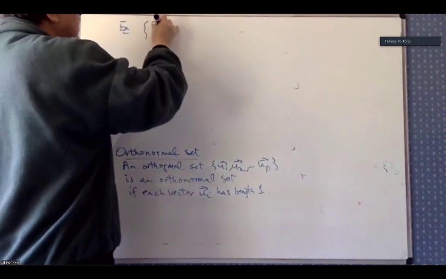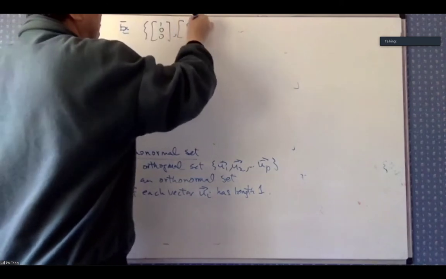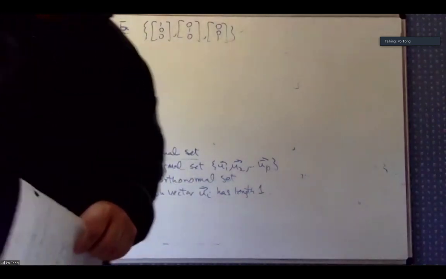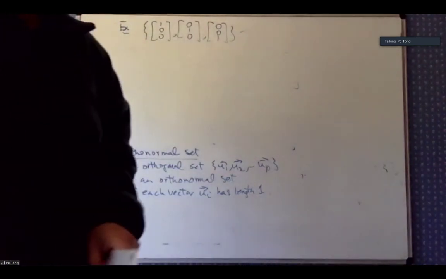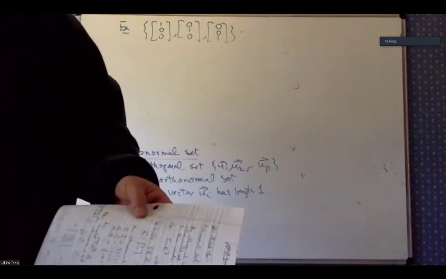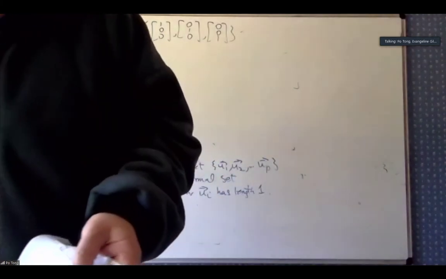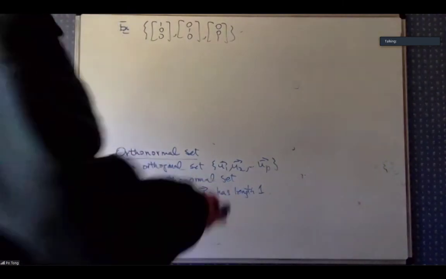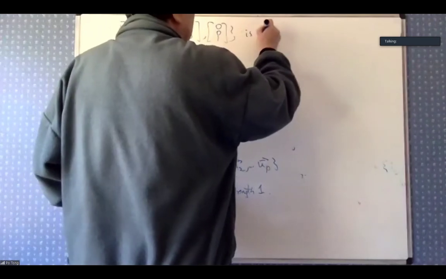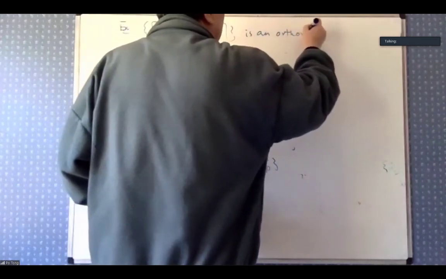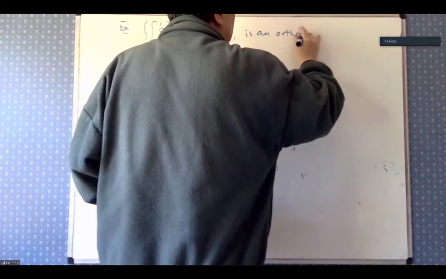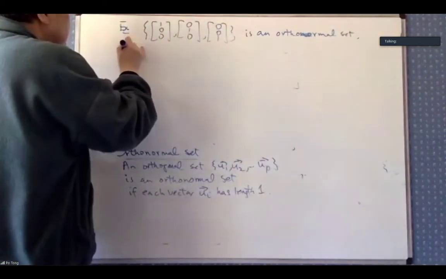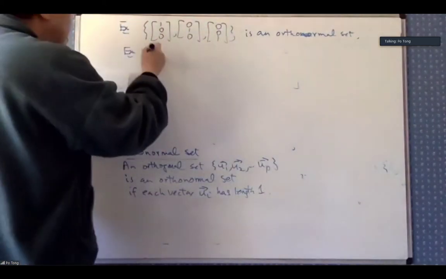This guy here, the i, j, k that you did in physics, is this orthonormal? We talked about earlier that it's orthogonal. Is it orthonormal? Do they all have length 1? Yes. It's an orthonormal set. Now the one we did just earlier.